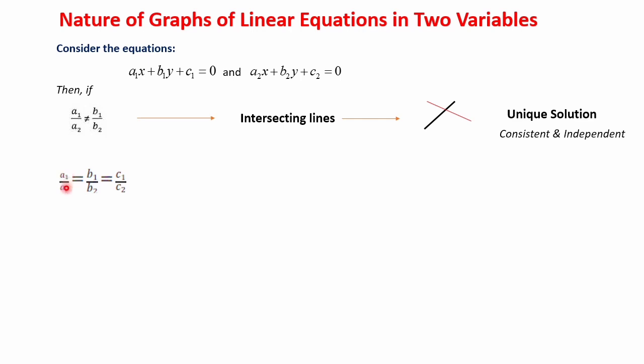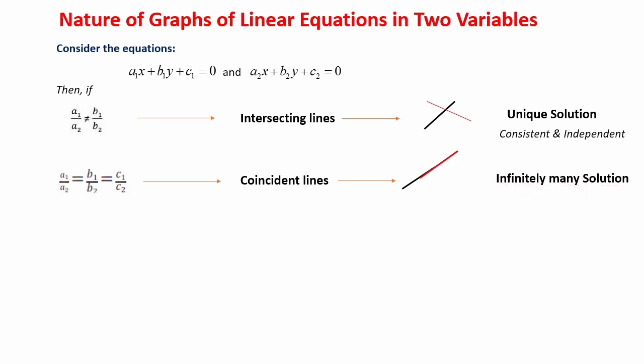Then if a1 by a2 equal to b1 by b2 equal to c1 by c2, when you take the ratios of coefficients, if all are equal and the constant ratio is also equal, that is a1 by a2 equal to b1 by b2 equal to c1 by c2, then we can say that they are coincident lines. Coincident lines means if you draw the graphs, one will be above the other, overlapping. If you draw one line on top of another, only one line will be visible. So if the graph comes like this, we can say that there are infinitely many solutions.